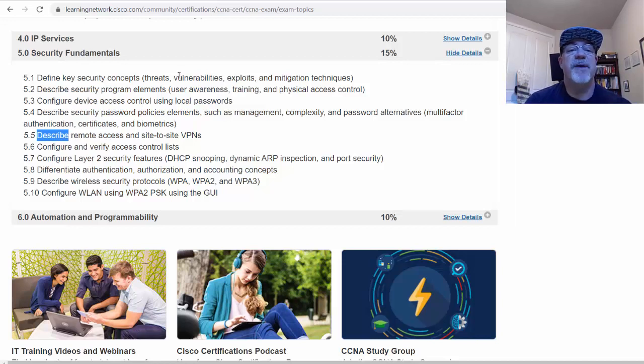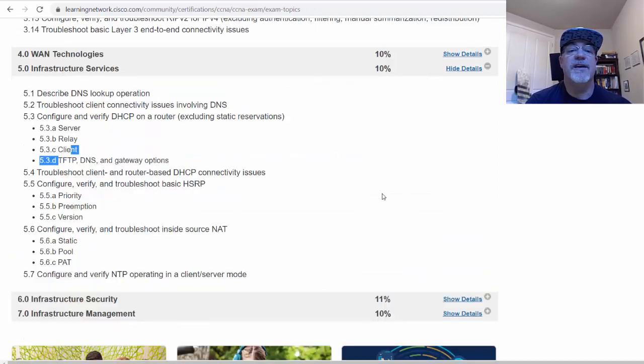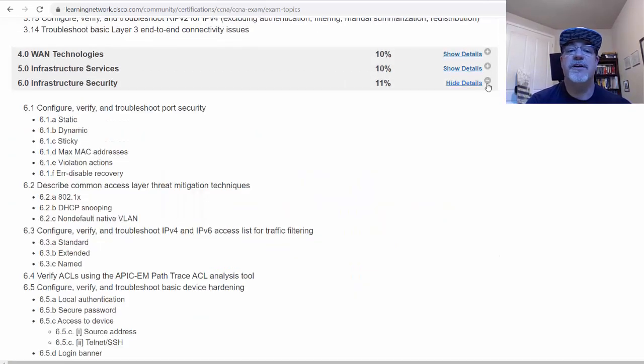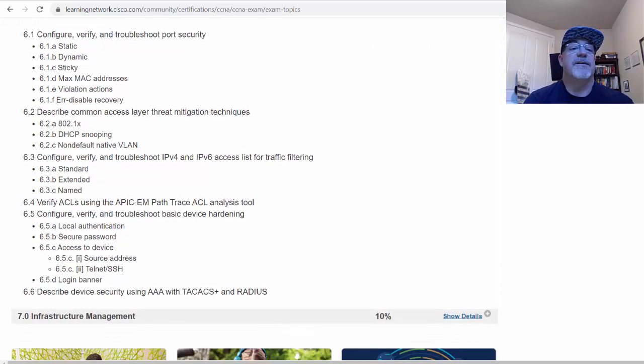And then this is just basic hardening concepts, passwords, device hardening, understanding threats, vulnerabilities, exploits. This is some basic security stuff that you still need to know. However, it's very different than the old CCNA. When we looked at infrastructure security, it covered things that are not listed. So, port security, you still need to know how to configure it, it's spelled out.